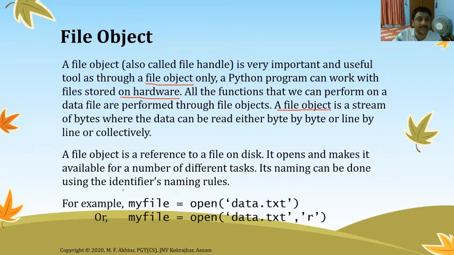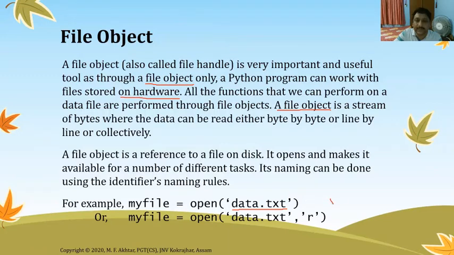Its naming can be done using the identifier naming rules. And what are those rules? We already know. For example, here we are opening some file. Suppose we want to open the file data.txt. Txt means text file; for a text file we have to give txt, data.txt. Then we have to give the command like this. First we give our file object, that is myfile equals open, and within single quotation marks data.txt is given. Or we can give it like this: myfile equals open data.txt comma.